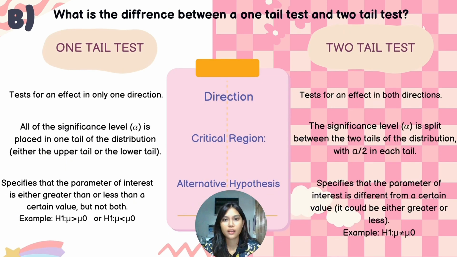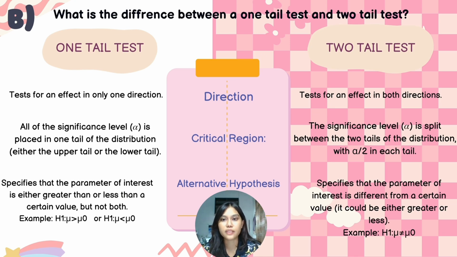For question 1b, what is the difference between a one-tailed test and a two-tailed test? First, direction. For a one-tailed test, we test for an effect in only one direction, while in a two-tailed test, we test for an effect in both directions. Second, critical region.